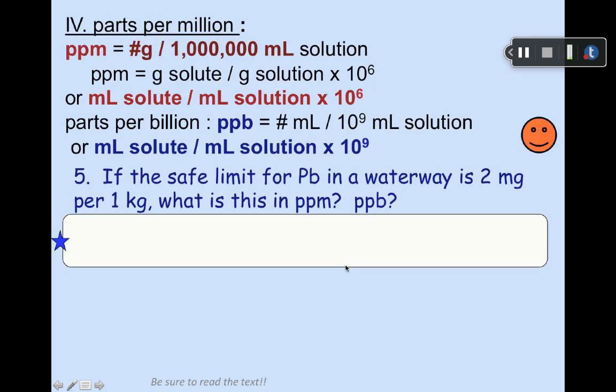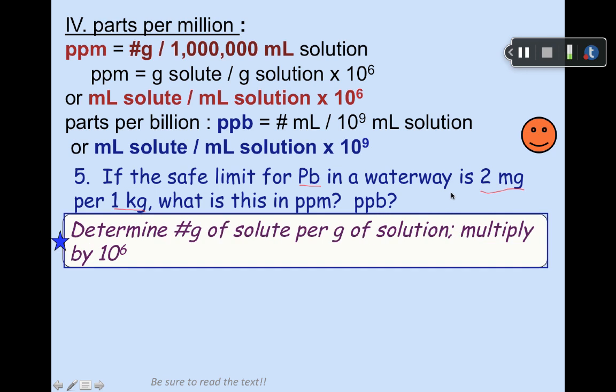Let's try an example. Let's say the safe limit for lead in a waterway is 2 milligrams per 1 kilogram. What is this if we calculate it in parts per million or parts per billion?